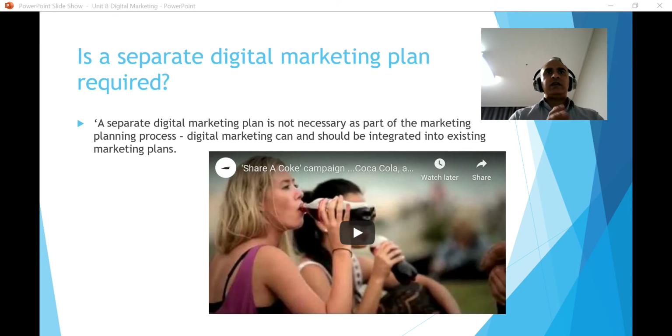Here, for example, is the case I gave you, Share a Coke. This one has a Coke with a name. It started as an online campaign but switched to offline. But the main purpose was to purchase offline, not online, right? So we have to make that very clear.